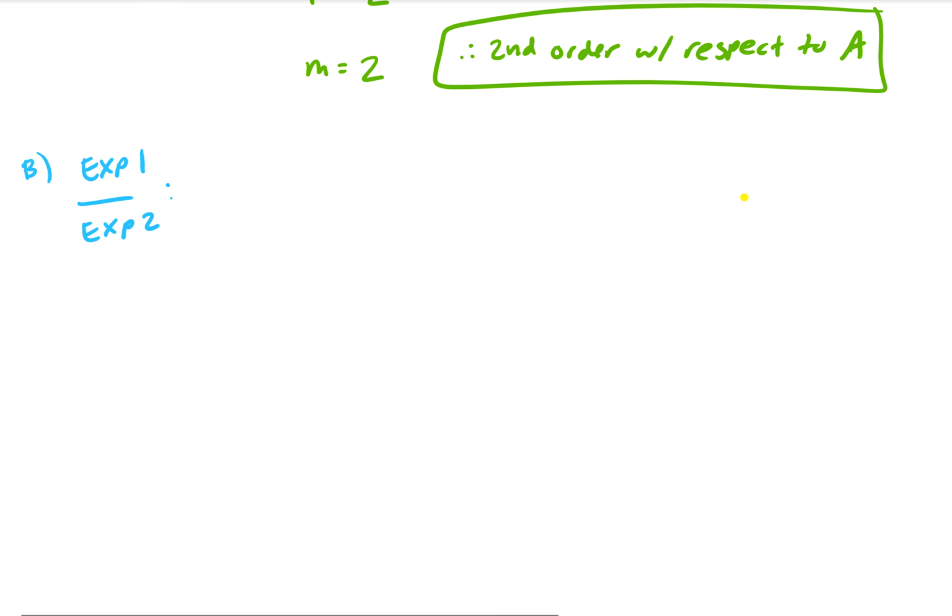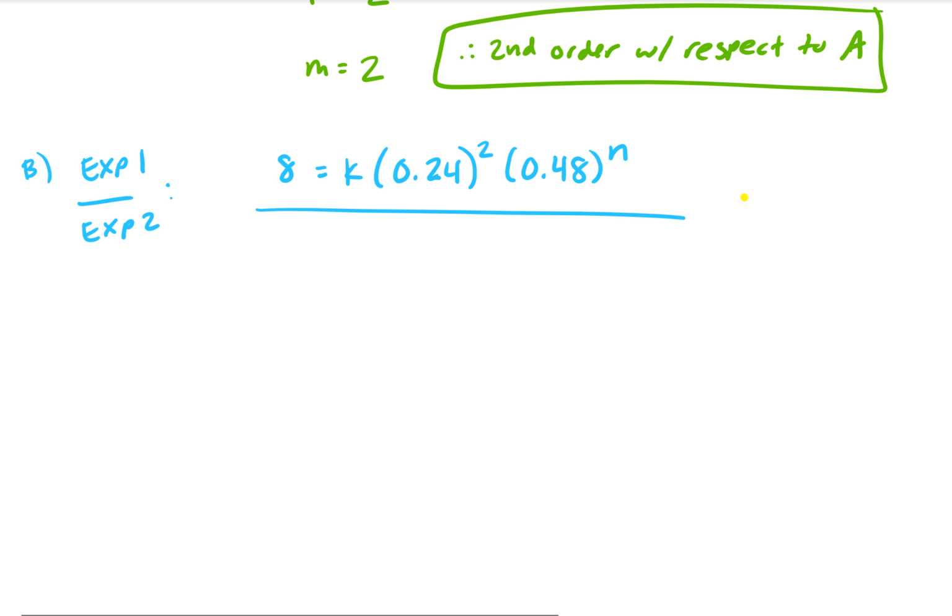And I do the same thing as before. I plug in the rate, which is 8 for experiment number 1, baby K times 0.24. Now that I know the power for A, I'm going to go ahead and plug it in. It is a 2 times the concentration of B, 0.48, raised to N. All of that divided by what we know for experiment number 2, which has a rate of 2. That's equal to baby K, 0.24 squared times 0.12 to the N. And so the K's cancel once again.